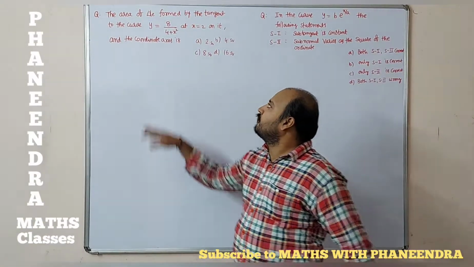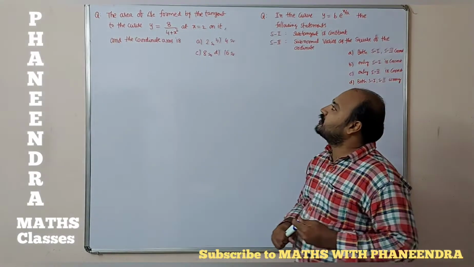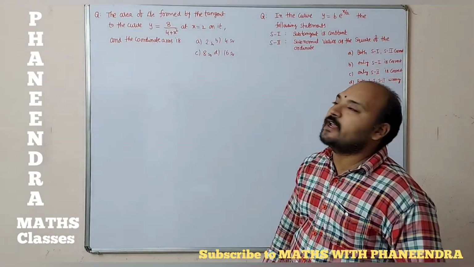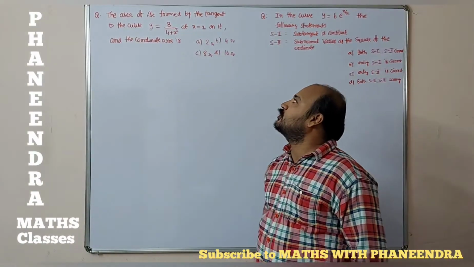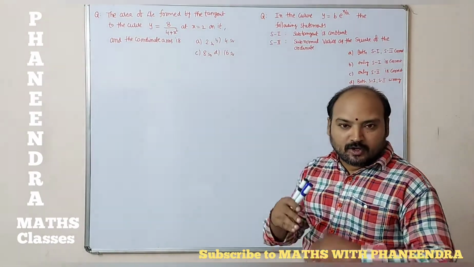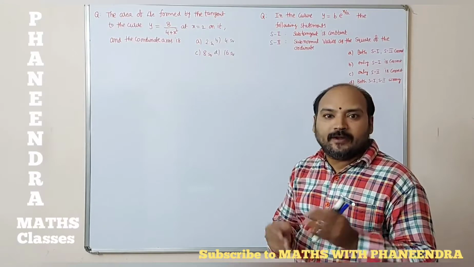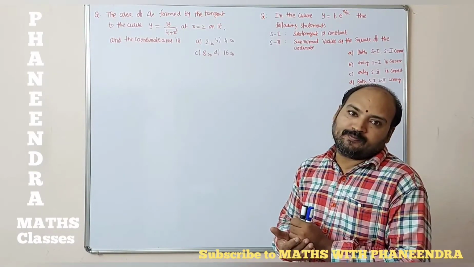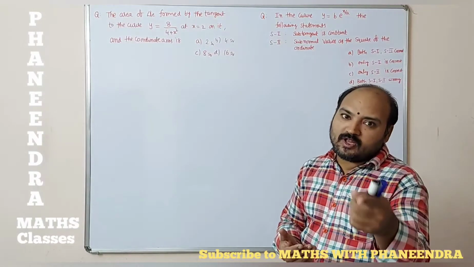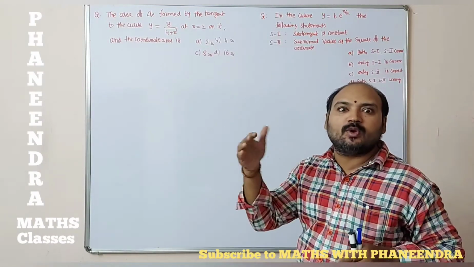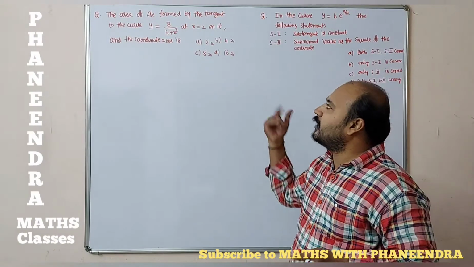The next question. The area of the triangle formed by the tangent to the curve y equal to 8 by 4 plus x square at x equal to 2 and the coordinate axes. So first find out the tangent equation. It is in the form ax plus by plus c equal to 0. The area formed by the line ax plus by plus c equal to 0 with the coordinate axes is half into c square by ab.